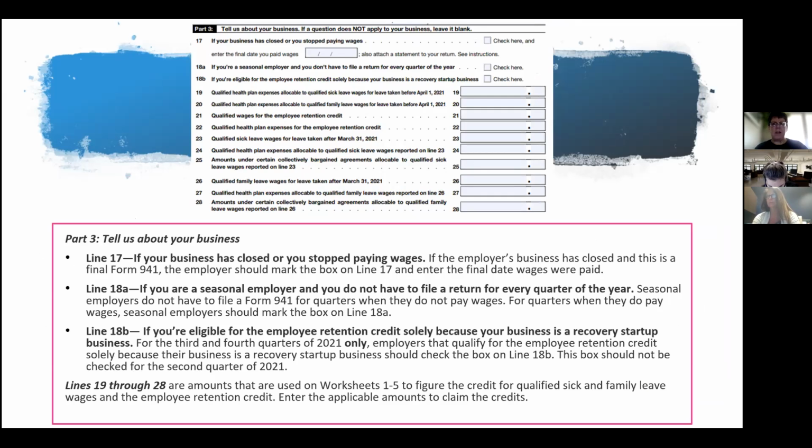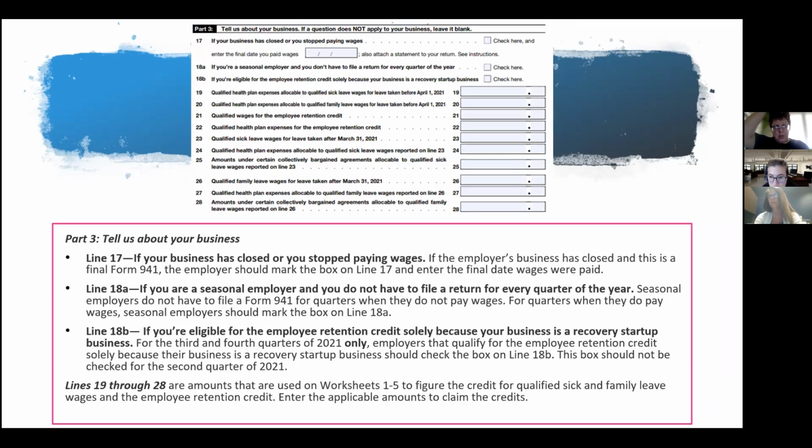Part 3, you're going to talk about your business a little bit. You're going to indicate if it's been closed, if you're a seasonal employer, or if you're eligible for your employee retention credit because your business is a recovery startup business. Now for third and fourth quarter, if you qualify for the retention credit because you're a recovery startup, you absolutely need to check that box, but it shouldn't be checked for quarter 2.